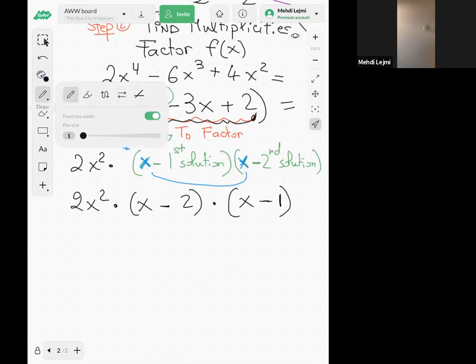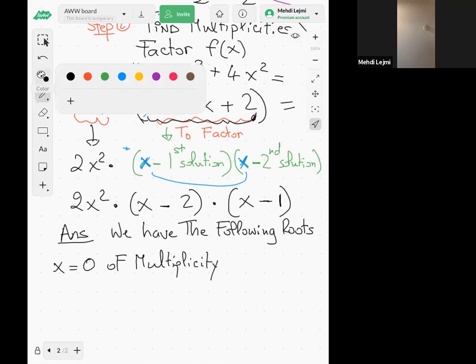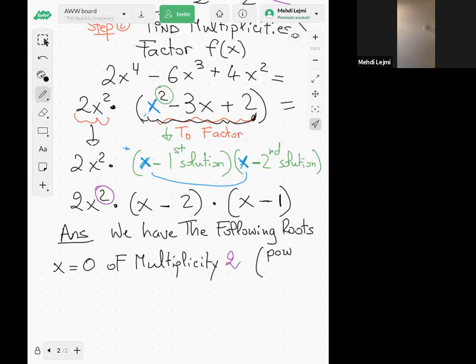So, the answer: we have the following roots. First, I have 0, and it's of multiplicity 2, because that's the power of x minus 0.